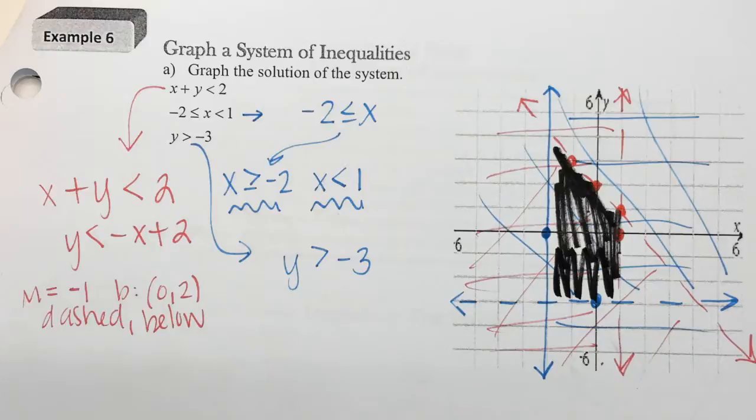On the test, if you get all the lines right but your shading is wrong, I won't count off the whole thing, okay? If your graphs are right and the shading is wrong, you won't get counted off everything.